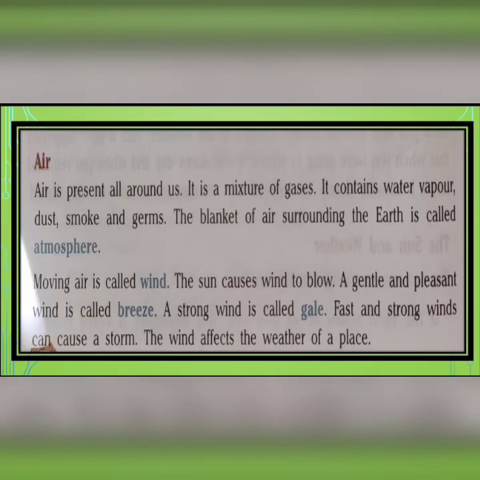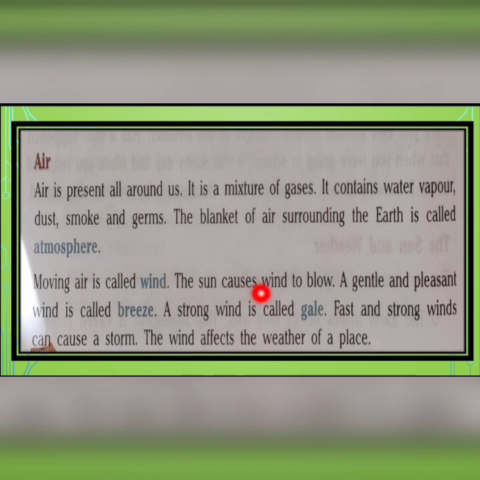Okay. Next, let us start the topic air. Air is present all around us, right? Which is a mixture of gases. And along with gases, air also contains water vapor, dust, smoke and germs. And the blanket of air surrounding our earth is called atmosphere. Air does not only stay at a single place. It moves also. Moving air is called wind.